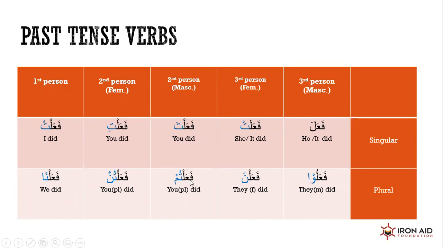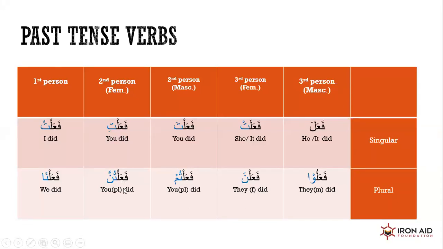Fa'altum, fa'altum means you, second person masculine plural. So if you're talking to a group of people and the majority male, you would say fa'altum, you did. Fa'alti, if you're talking to a woman and she is by herself, fa'alti, you feminine singular did.